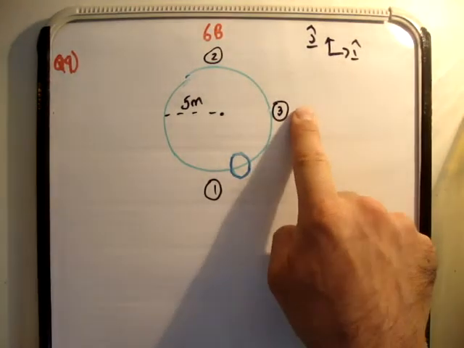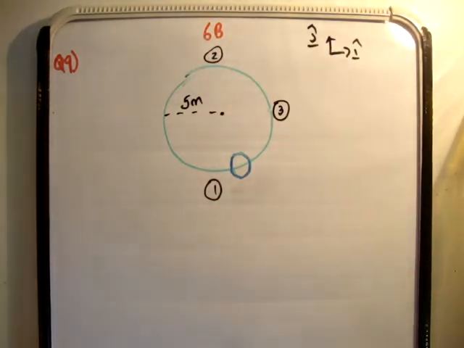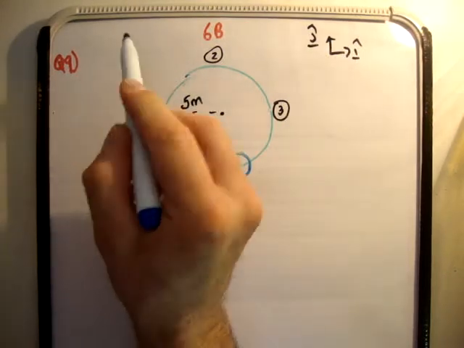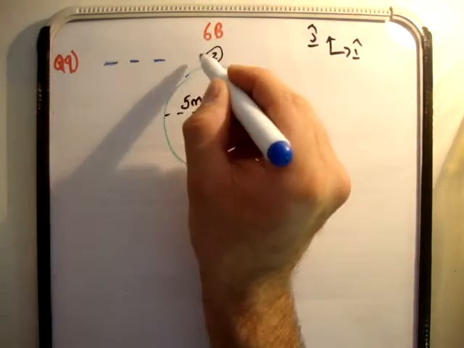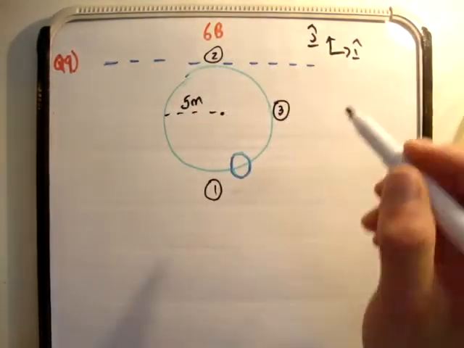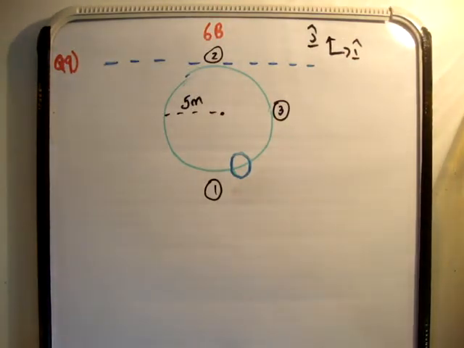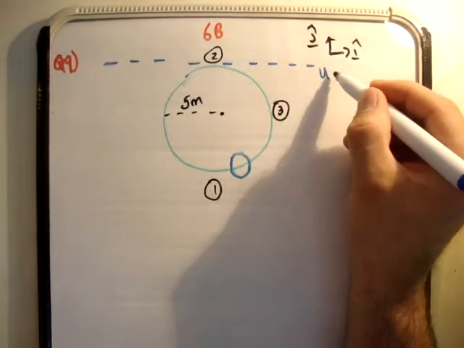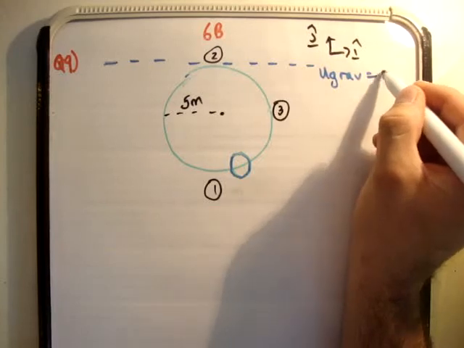So I'm going to call the height at the center of the circle number 3, the height at the top number 2, and the initial point number 1. We know that the radius of the circle is 5 meters. So just to be awkward, I'm going to define my zero gravitational energy here. The reason I'm doing this is to show you that it works. It doesn't matter where you define it. So U grav here is equal to 0.